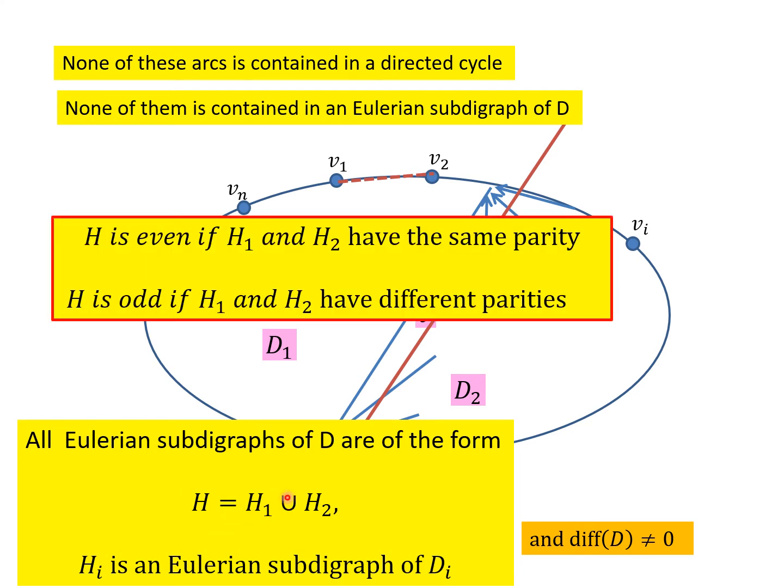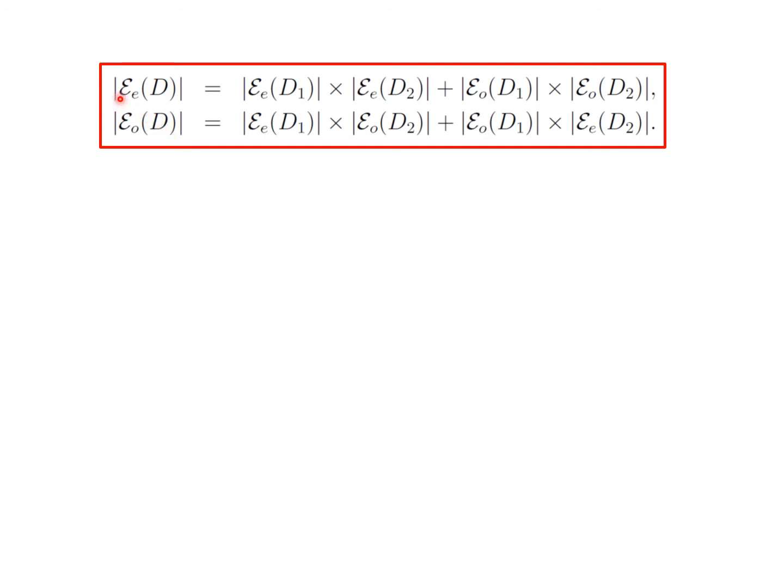Now, if these two digraphs have the same parity, that means they are both even or both odd, then the union is even. And if they have different parities, then it is odd. So therefore, we get this equality. You look at what the even Eulerian subdigraphs of D are. You take an even Eulerian subdigraph of D1, take an even Eulerian subdigraph of D2, put them together side by side. Then you get an Eulerian subdigraph of D which is even. Then you can take an odd Eulerian subdigraph of D1 and an odd Eulerian subdigraph of D2, put them side by side together. Then you get an even Eulerian subdigraph of D.